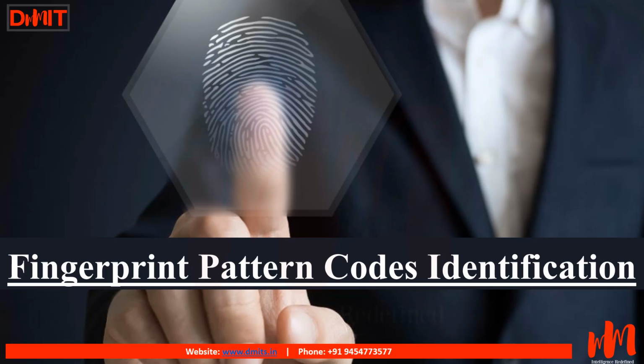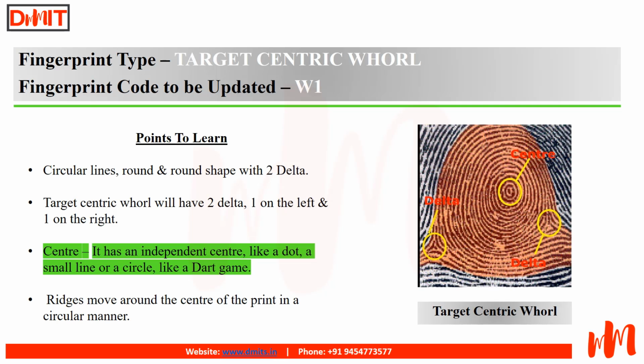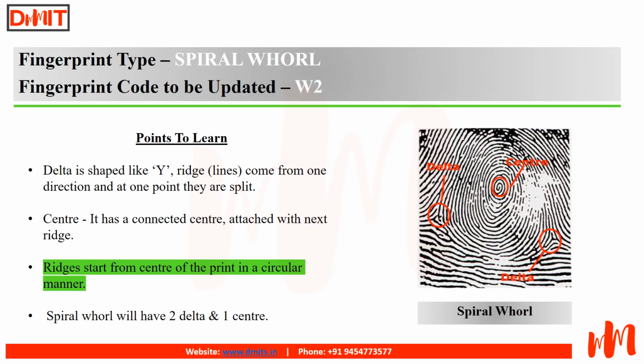Further moving forward, in case of a target centric whorl, the center was a dot shape, whereas in case of a spiral whorl, as you can also see from the image, it has got a connected center that is attached with the next ridge, right? Also in this particular type of fingerprint, the delta is shaped like Y, and the ridges come from one direction, and at one point they are split. So they will start from one direction and they will split at one point.